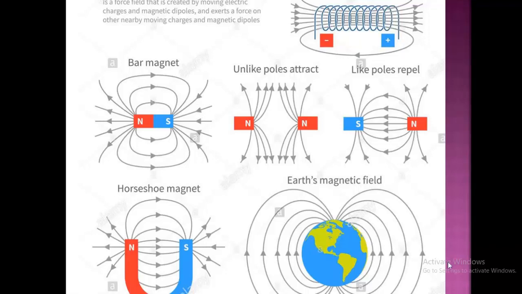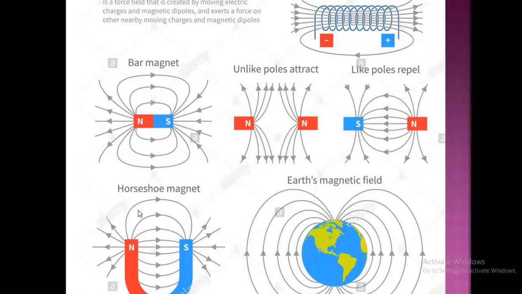Here it is also showing the Earth's magnetic field, from north to south pole. These will be the magnetic field lines, and the tangent to them will give the direction of the magnetic field. And we know they won't intersect each other. Magnetic field lines will never intersect each other.